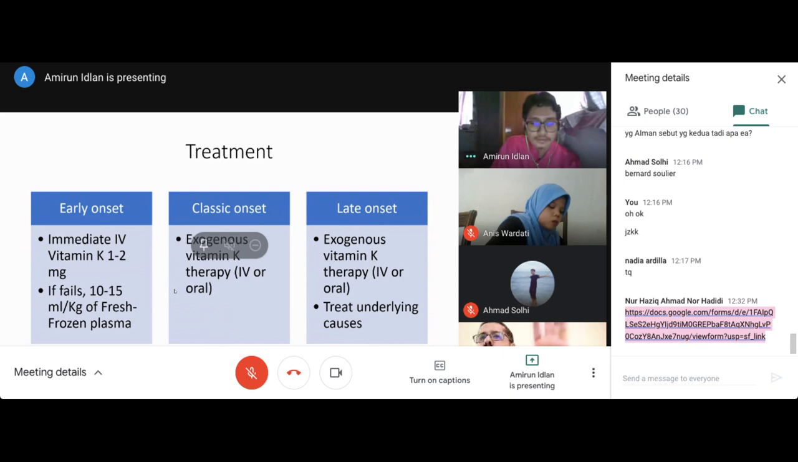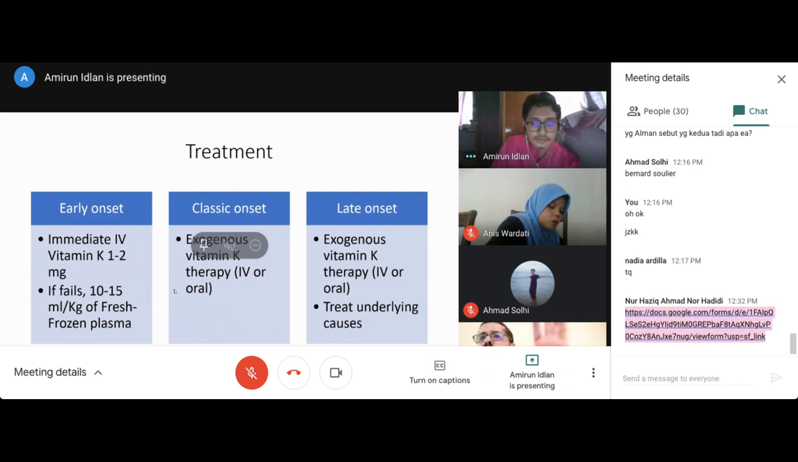Okay, thank you. So basically, for this disease, the best management is prevention, which is intramuscular vitamin K1 at 1 milligram at birth.